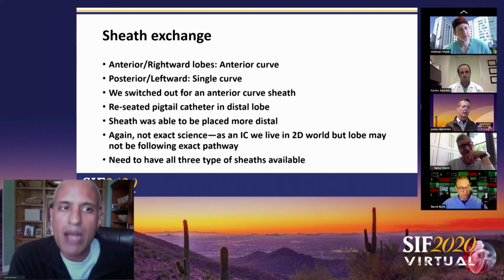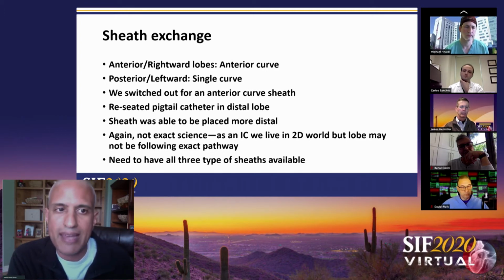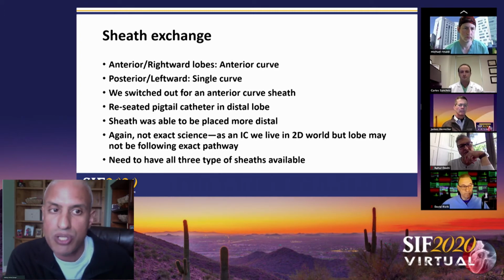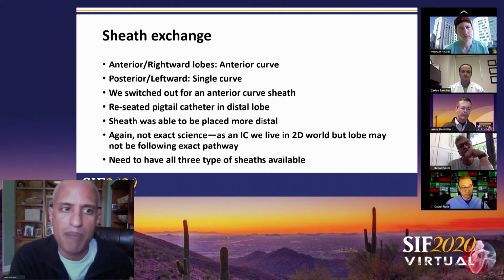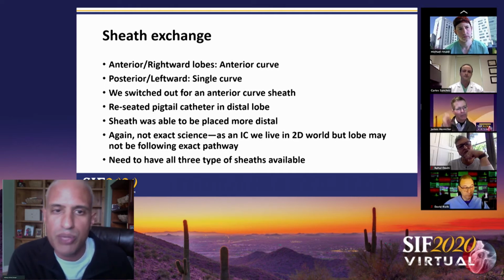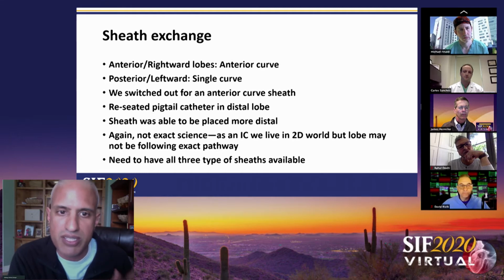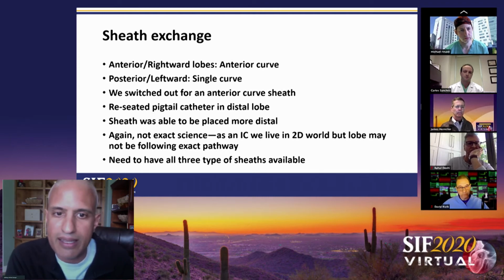So for everybody watching at home who can see this, why would you exchange sheaths? Well, an anterior sheath is basically utilized for a rightward lobe. For a posterior leftward lobe, you would utilize a single curve. So we switched out for an anterior curved sheath. But again, it's not hard science here. I think a lot of times these appendages will deviate left and right, so you may have to play around with the sheath choice. We reseated the pigtail in a distal lobe.